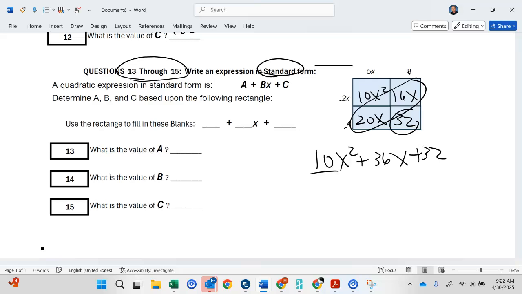So remember, the a should be ax squared. Would be this, by the way, write that in. That's x squared. So I made a mistake, but that's a 10. That's the a, right? 10, 36 is the b next to the x, and then 32. So the b, 36.